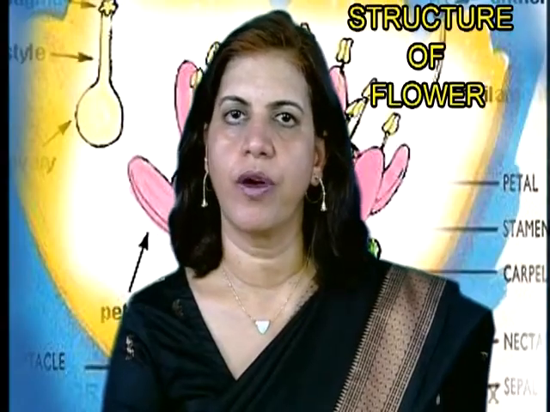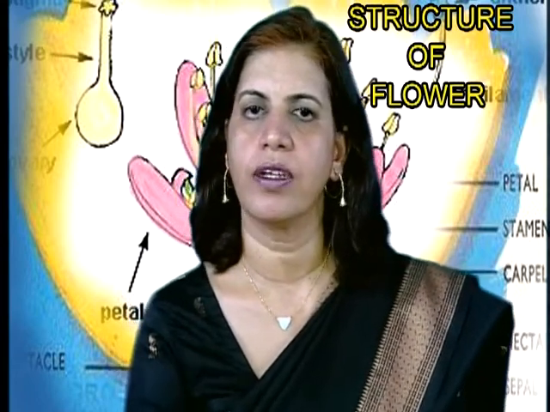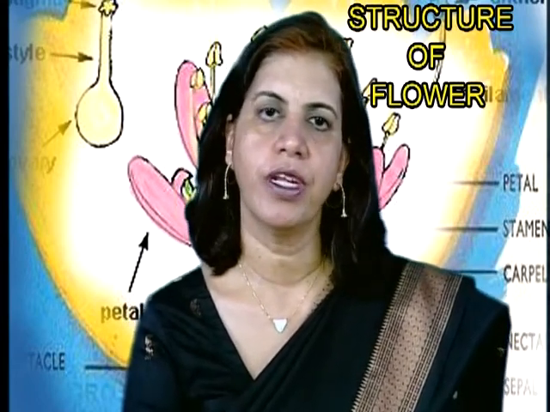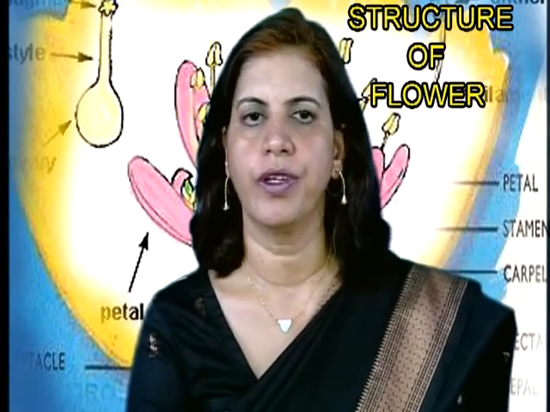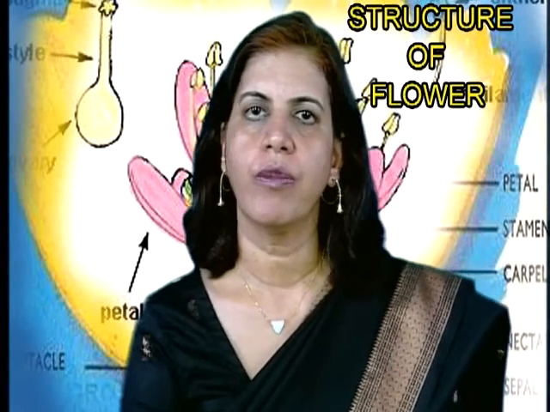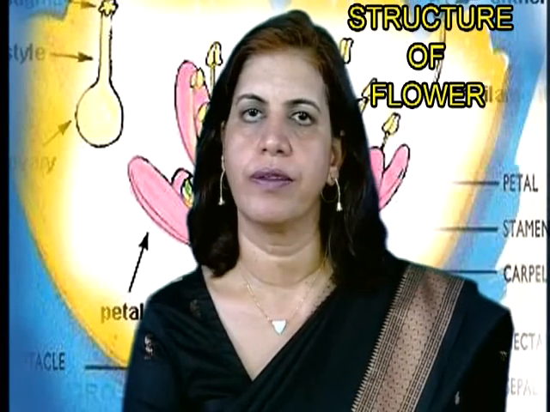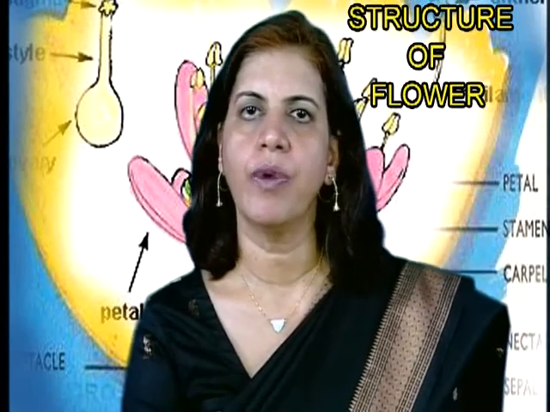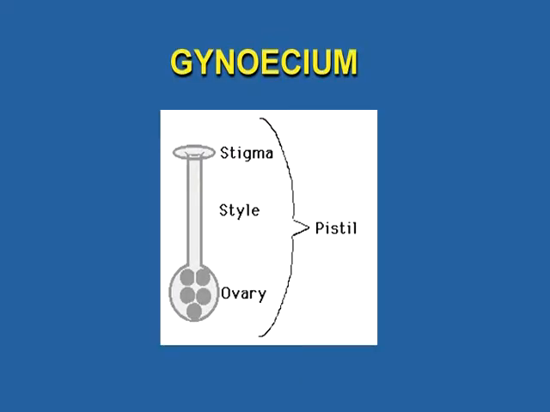Now we will talk about the fourth organ of the flower, that is gynoecium. The center of the flower contains the female reproductive part called the gynoecium or pistil. Gynoecium or pistil is composed of one or more carpels. Carpels are made up of three parts: stigma, style and ovary. Now we see it in the diagram in the slide.